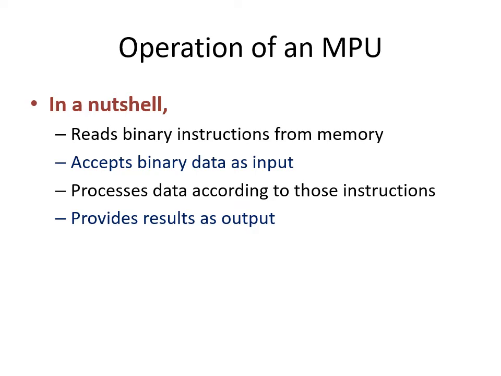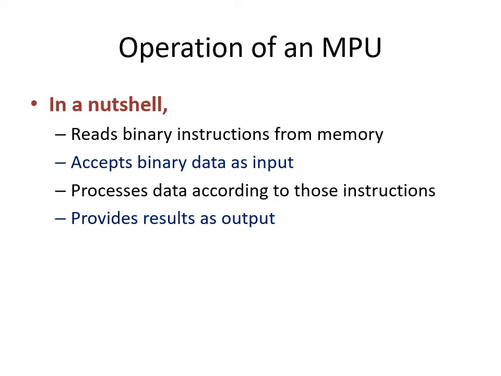So what is the operation of an MPU? MPU is the microprocessor as a CPU; you can call it a microprocessor unit. The MPU reads the binary instructions from the memory. The instructions are stored in the memory in the form of binary information.